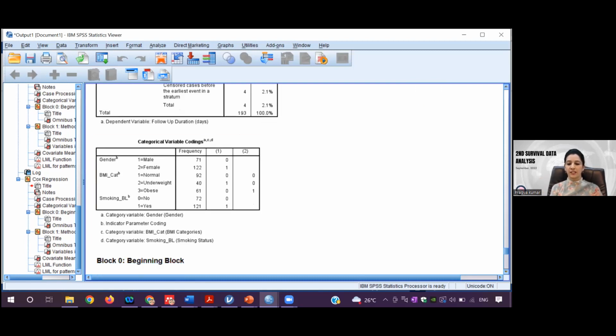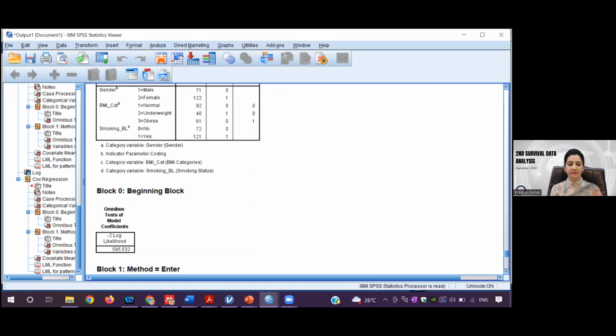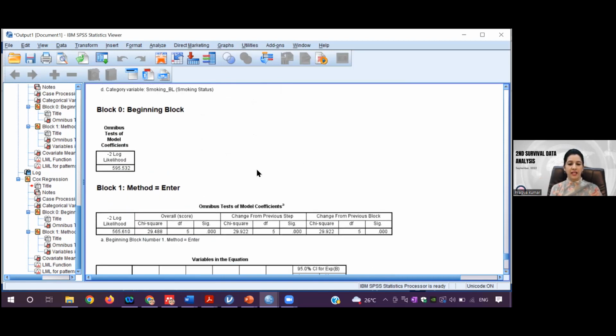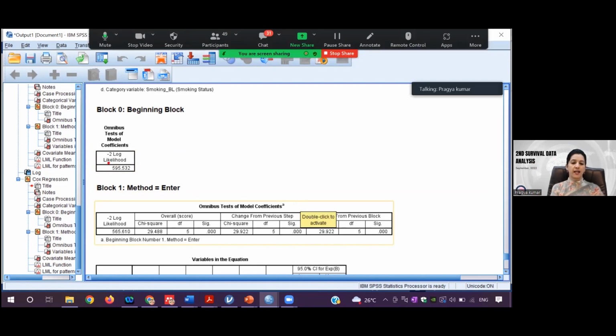So you have seen the coding. And then I was discussing this -2 log likelihood. So we discussed this concept in logistic regression also. The reduction in the -2 log likelihood: if a larger amount of reduction in the value is there, the more significant the model will be. So the value has decreased from 595 to 565.